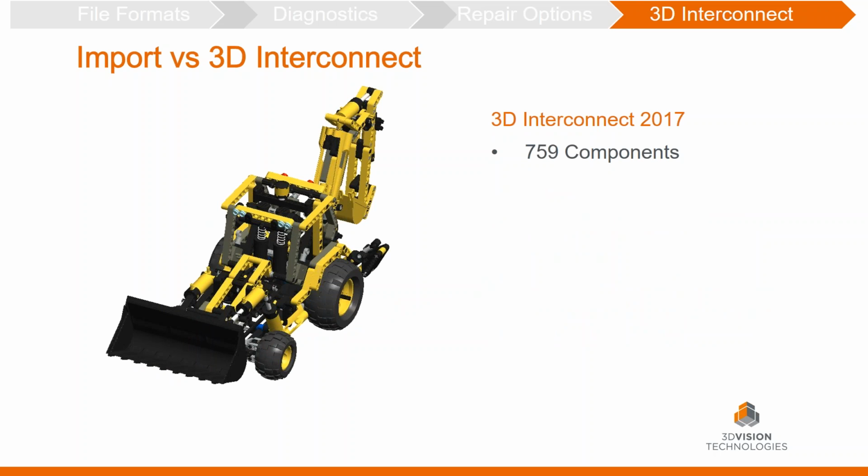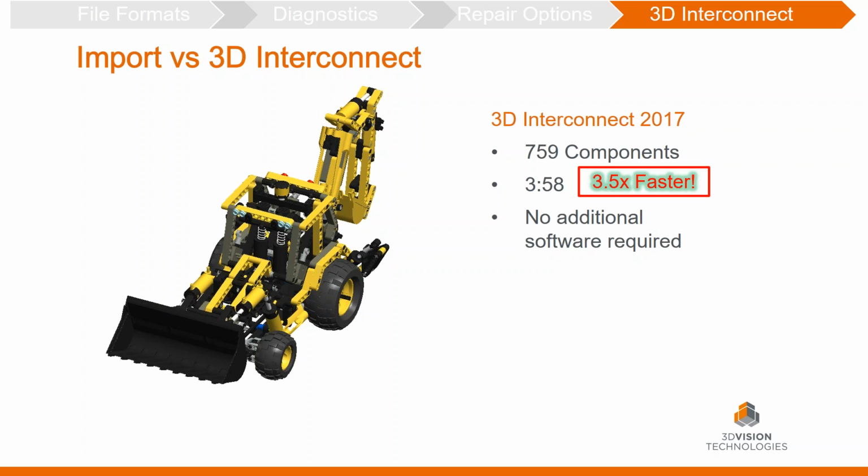Well, here are the results from 3D Interconnect. So the exact same model. It came in just under 4 minutes, so over 3.5 times faster, which is fantastic. I'm really pleased with that result. No additional software is required, so I didn't have to put Inventor View on my system, and no import diagnostics required either. If you take a look at the model on the screen, the bucket and the tire that we pointed out earlier are looking a lot better than what we experienced with using the import tools.